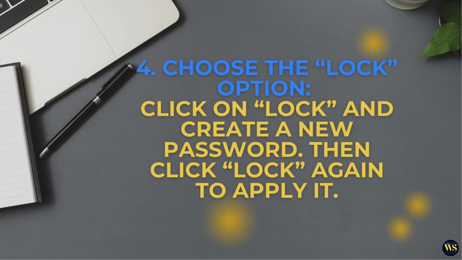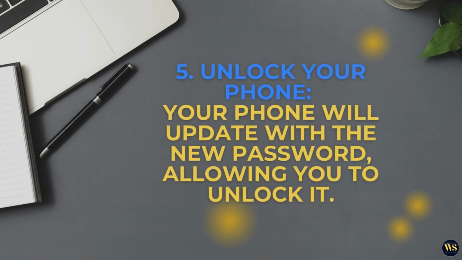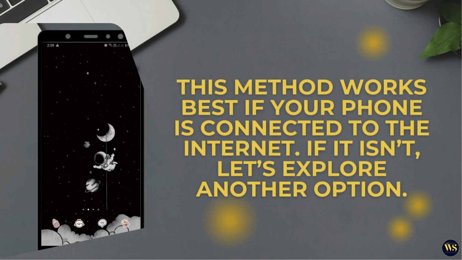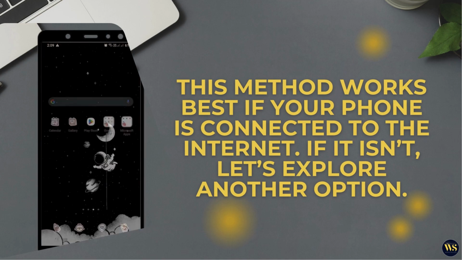Number 4. Choose the lock option. Click on Lock and create a new password. Then click Lock again to apply it. Number 5. Unlock your phone. Your phone will update with the new password, allowing you to unlock it. This method works best if your phone is connected to the internet. If it isn't, let us explore another option.